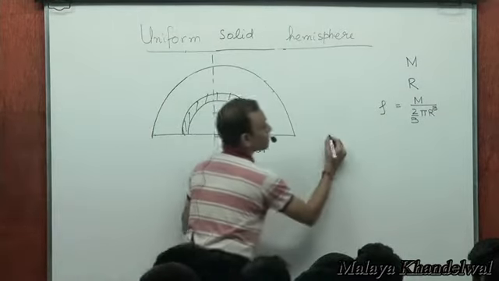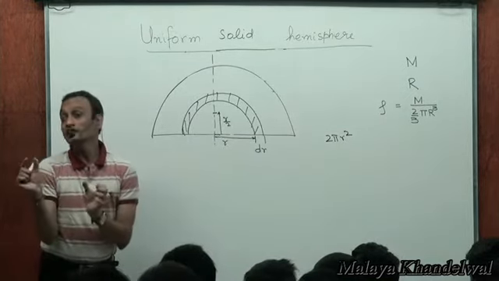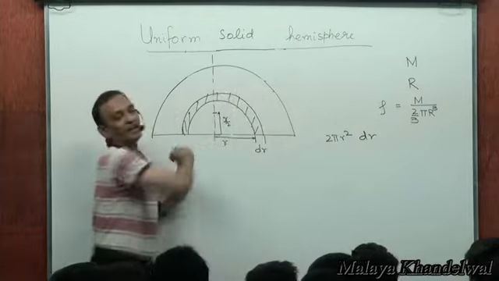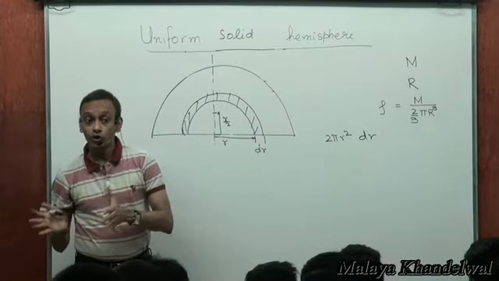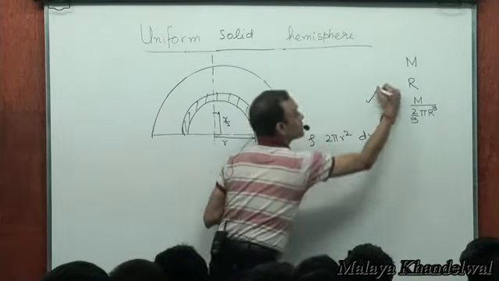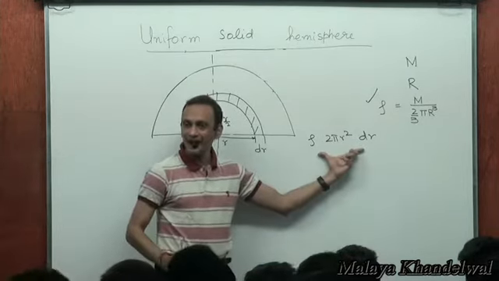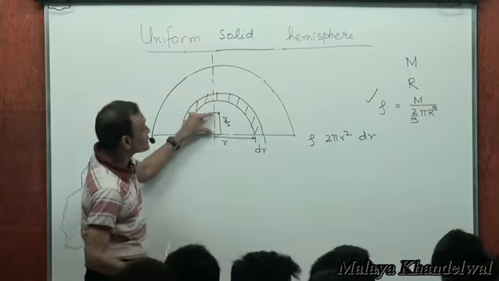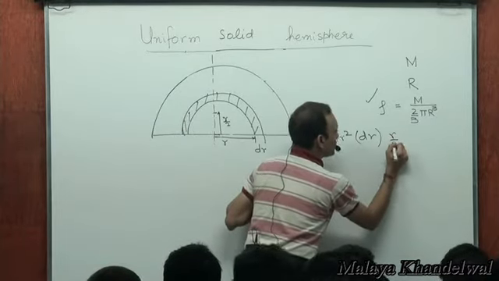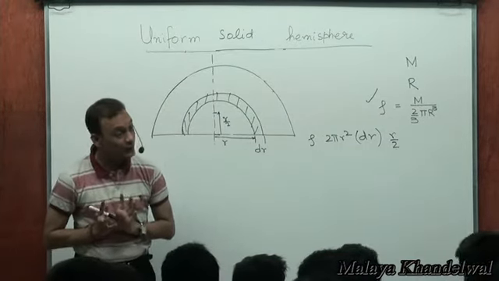Very good. 2 pi r squared is the surface area of this element. Into the thickness, what's the thickness? dr. Will give me what? The volume of the shaded element. Into the volume density will give me the mass of the shaded element. So this is my dm. This is my dm into the y of the center of mass of this element, which is r by 2. Will give me a y into dm for this element. Yes or no?